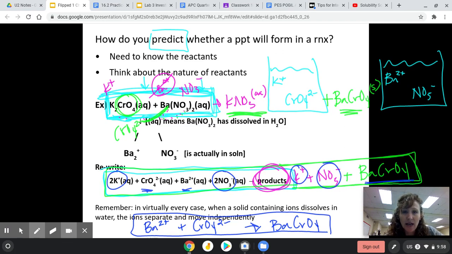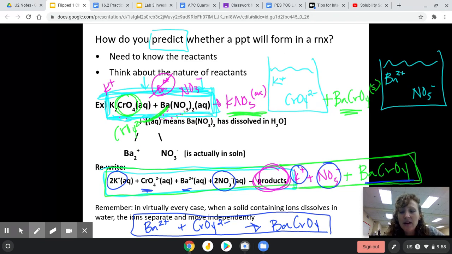And then we wrote it as a set of complete ions. We wrote it as a reaction with molecules. We wrote it as a reaction with a complete set of ions, and then we wrote it as a net ionic equation on the bottom.